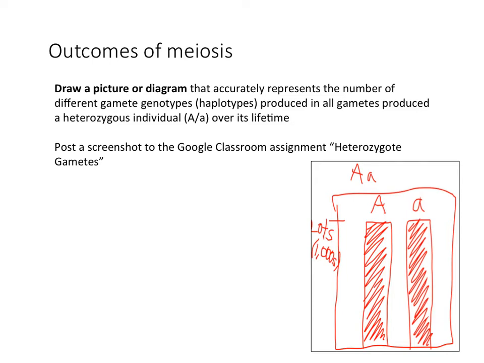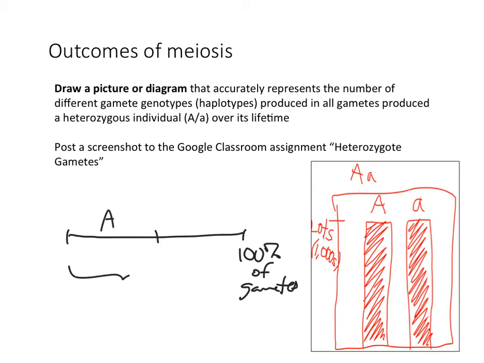What I would argue is that you could even represent this as a line. So you could do like a bar plot that totals 100% of gametes. You could represent the big A's as occupying 50% of the length of the bar, and the little a's as the other 50%. Over one individual's lifetime, half of its gametes are big A, half are little a. Same is true for the output of one single meiotic event. 4 gametes, 2 are big A, 2 are little a.